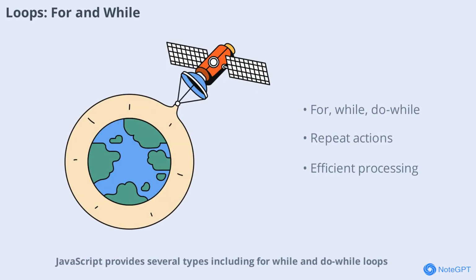JavaScript provides several types, including for, while, and do-while loops. The for loop is great for running code a set number of times, while the while loop continues as long as a condition is true. Loops are essential for tasks like processing lists, animating elements, or handling repetitive actions. Understanding how to use loops efficiently will help you write cleaner, more powerful scripts. Let's see how each loop works with practical examples.